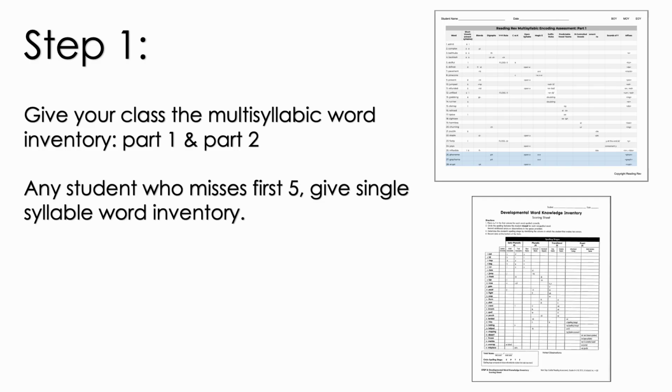So let's get started. Step number 1, you are going to give the multisyllabic word inventory, and by 5th grade you do want to give part 1 and part 2. You can do them in 2 separate sessions if you'd like, but remember that this is a Tier 1 3rd grade program.